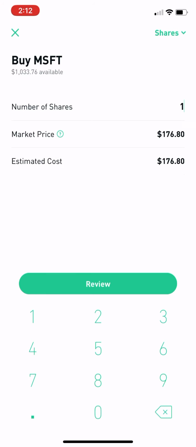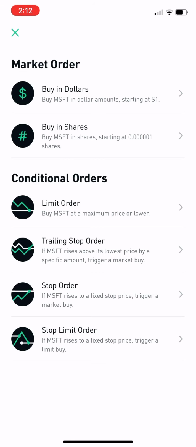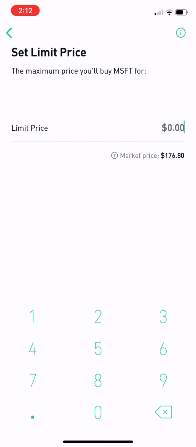What you're going to do is click the top right corner, which says shares for me. And you can choose right here a limit order. What a limit order is, basically, you're telling Robinhood that you only want to buy a share of Apple if it's at the price of whichever price you type in.